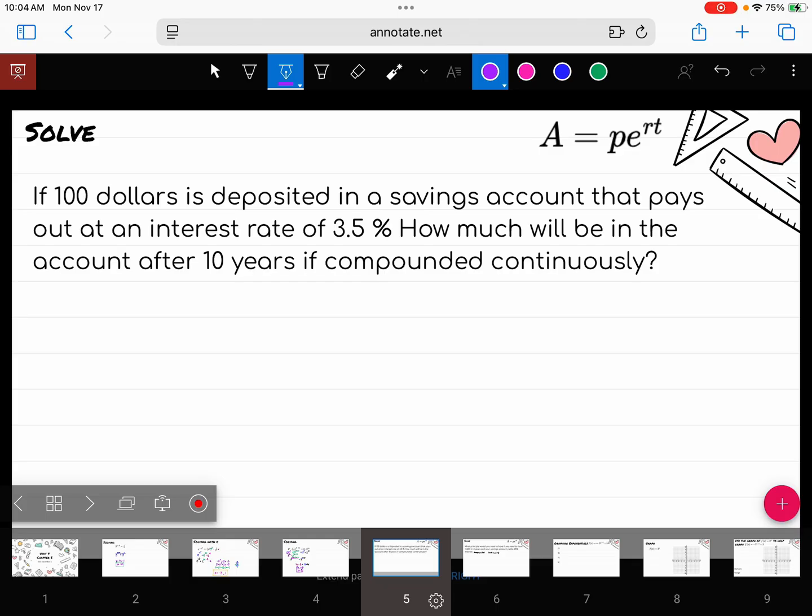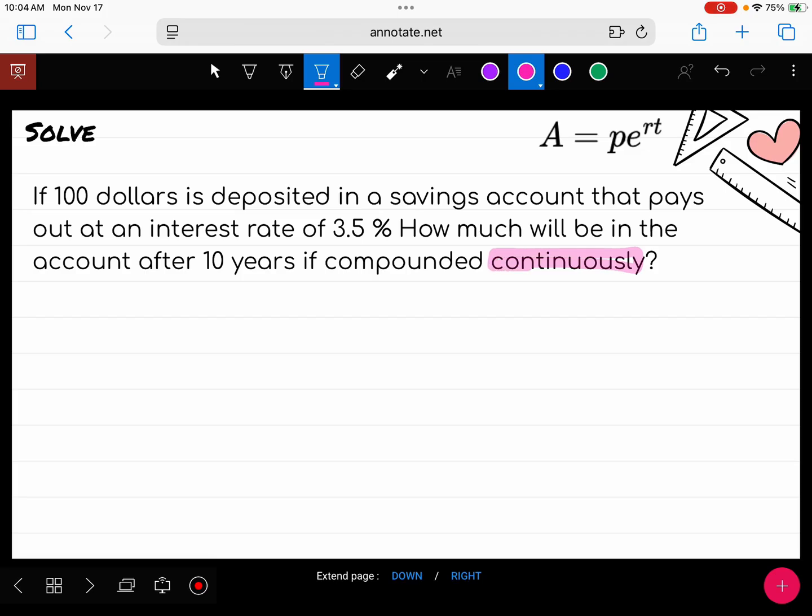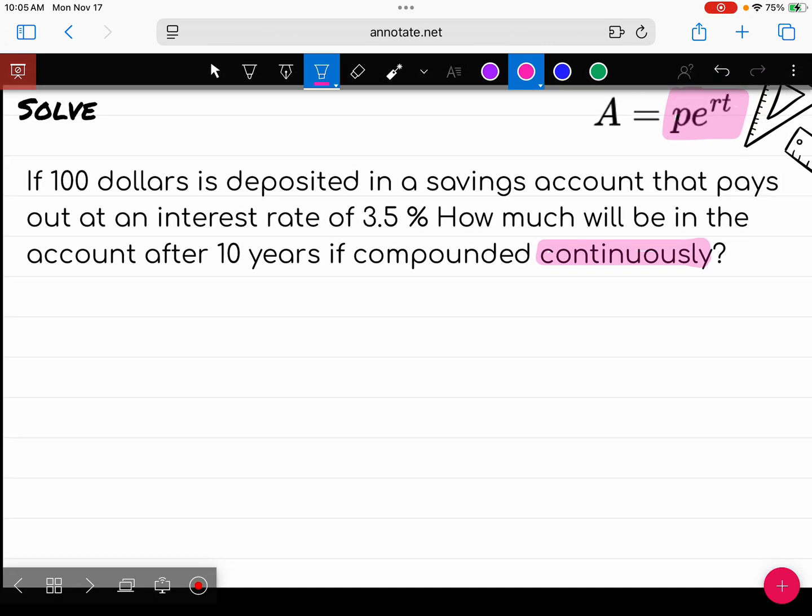So we're going to be using these to kind of solve. Our most important set of words up here says compounded continuously. That lets us know which formula we're going to use. So whenever we see this continuously stuff, that means we are looking at PERT. A equals P e to the rt. Whenever we're compounding continuously.